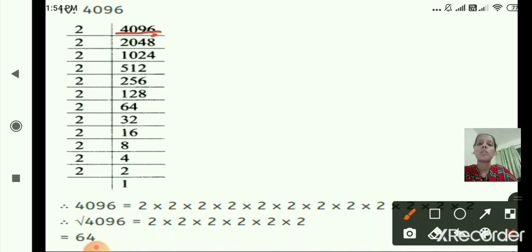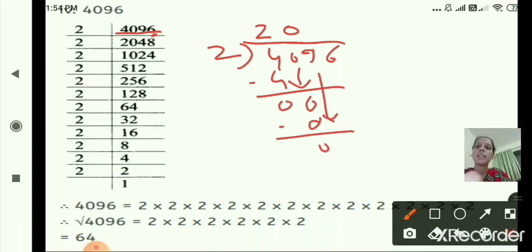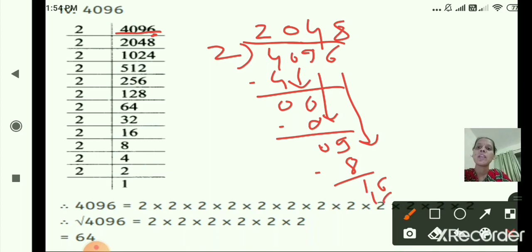Now 4096 divided by 2 you will do. 2 2s are 4. 0 will come down. So 0. Now here it is 9. 2 4s are 8. 9 minus 8 is 1. This 6 will come down. So 2 8s are 16, right? Now what we got? 2048.